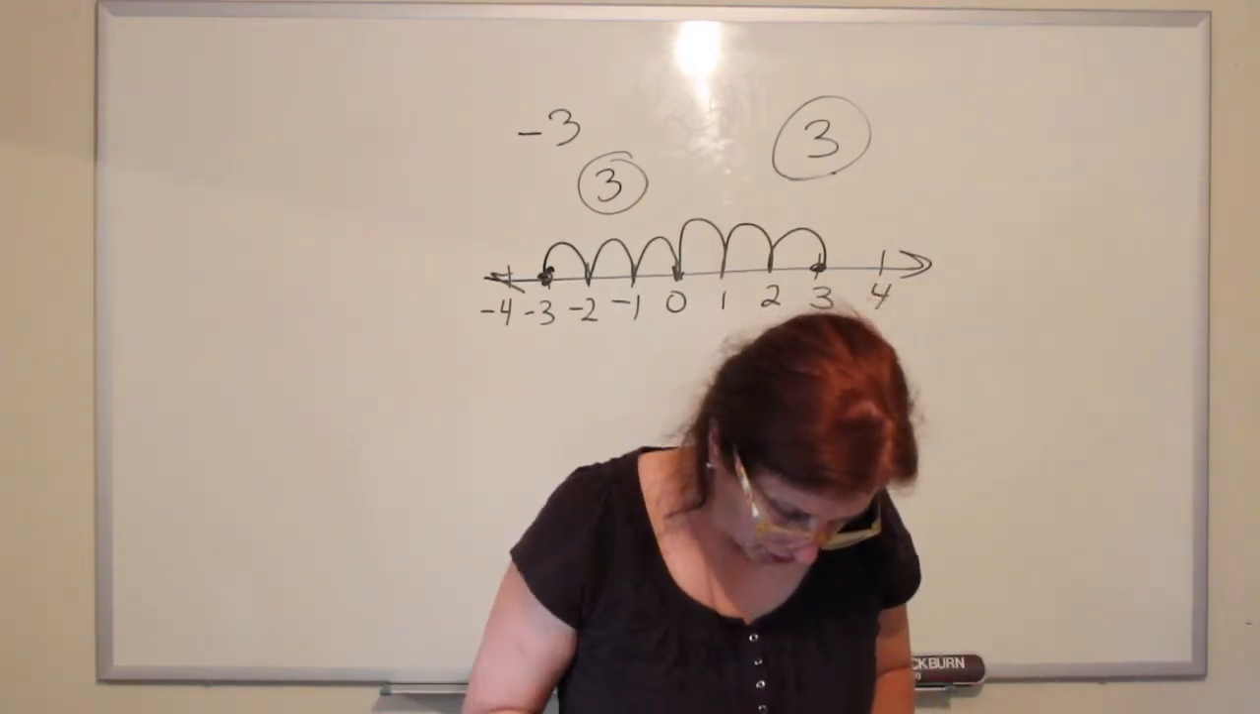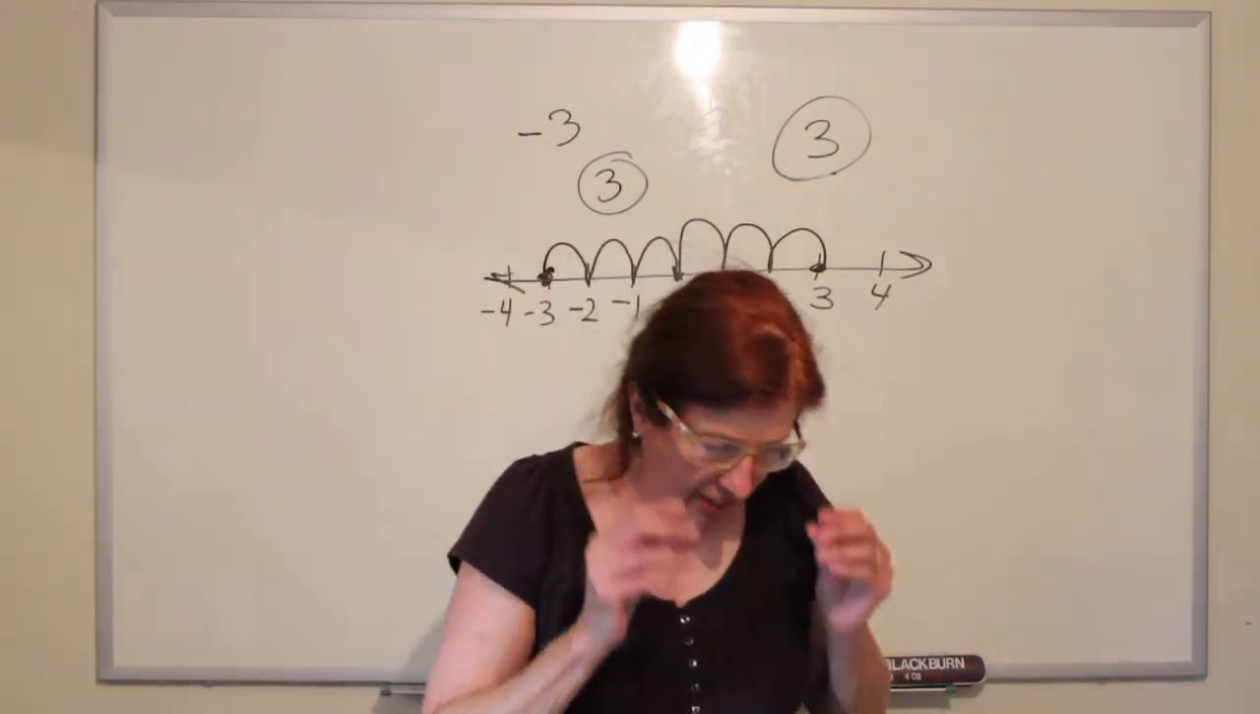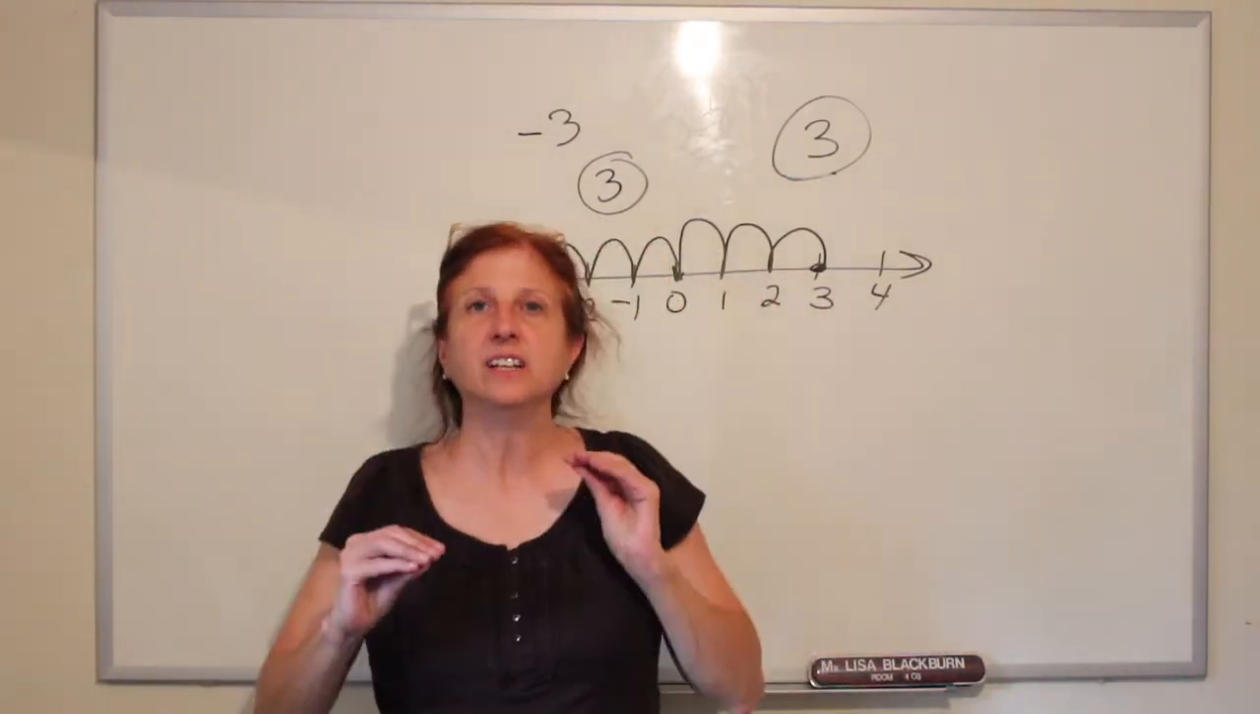Okay, absolute value. So the absolute value of 5 is 5, and the absolute value of -7 is 7.